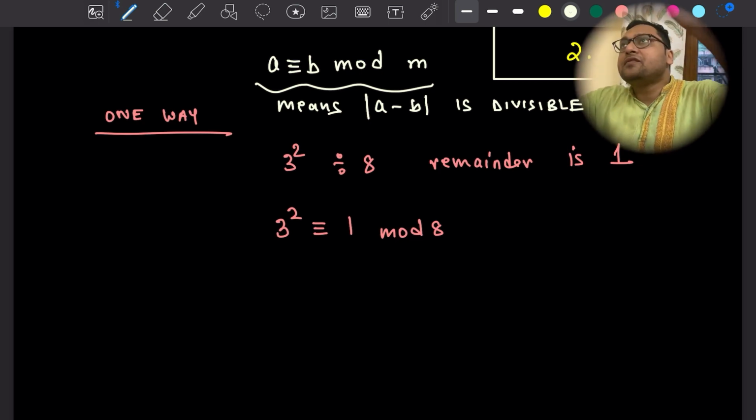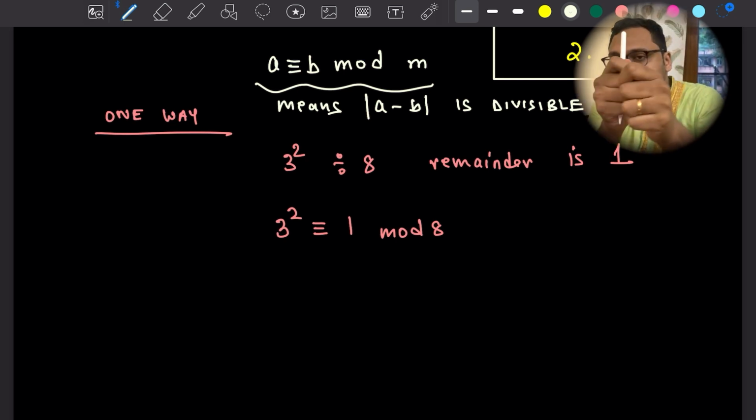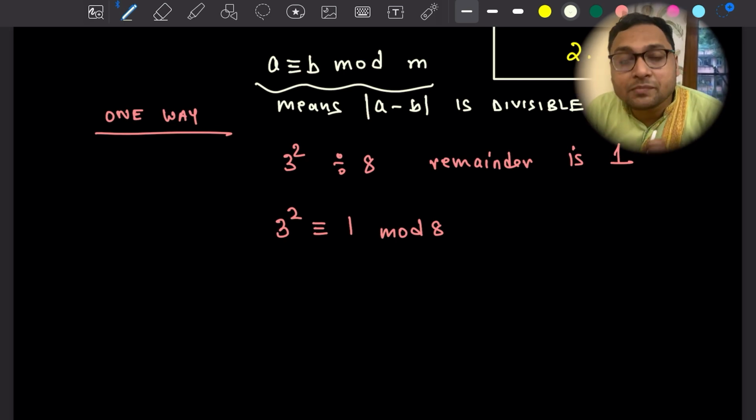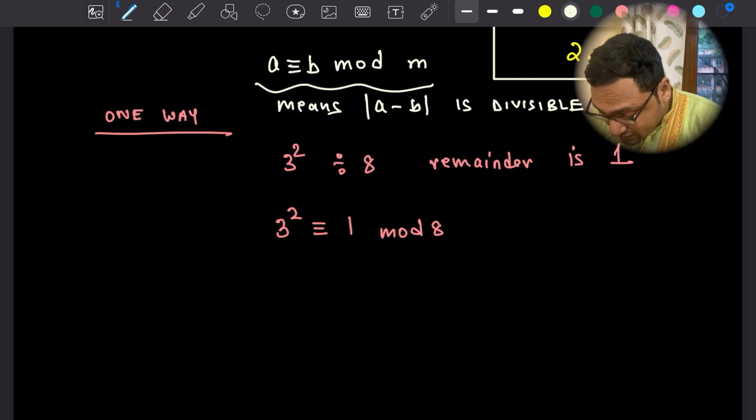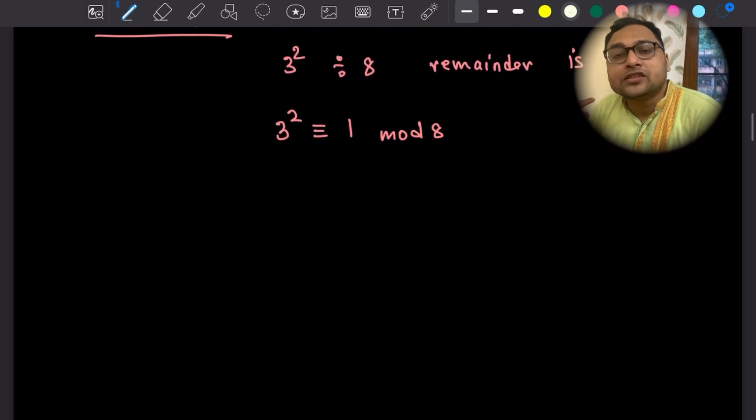If you look at A and B on the number line, 2 points, the distance between them is divisible by M. If that happens, we say A is congruent to B mod M. So 3 squared is congruent to 1 mod 8.